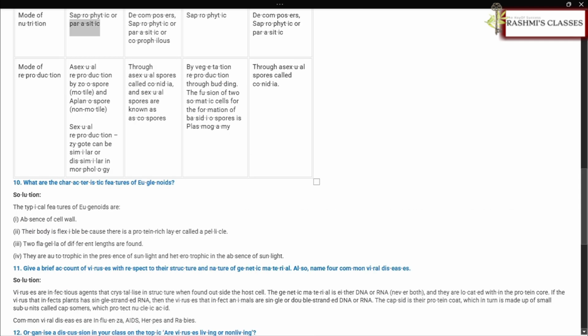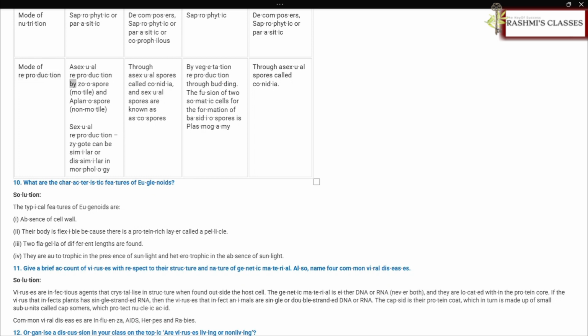Mode of nutrition. Phycomycetes: saprophytic or parasitic. Ascomycetes: decomposers, saprophytic or parasitic or coprophilous. Basidiomycetes: saprophytic. Deuteromycetes: decomposers, saprophytic or parasitic.